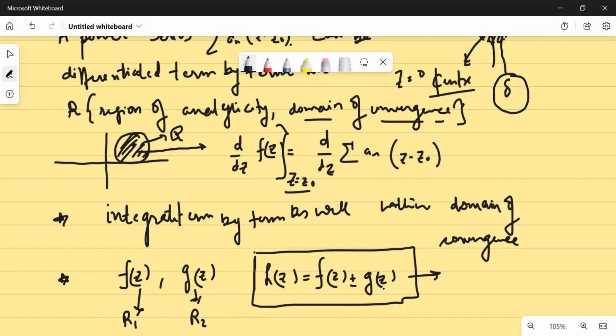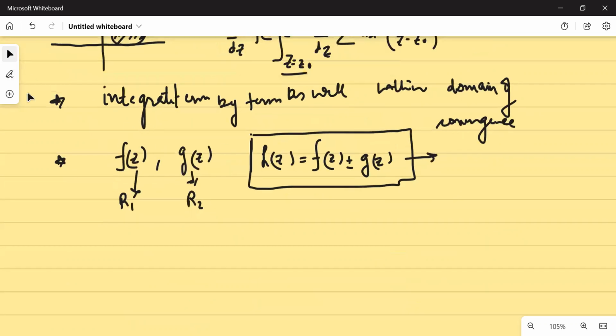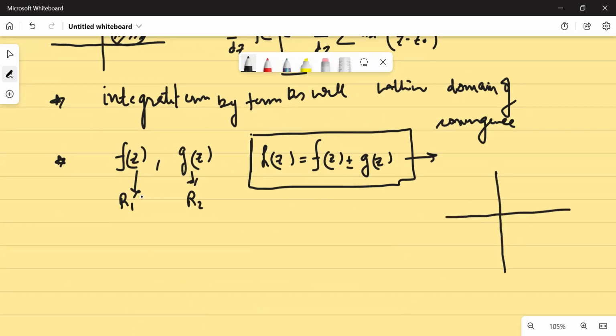Whichever is larger, whichever is minimum. Okay, so you see, let's say for convenience I'm expanding about z naught, and let's say I have two power series representations.